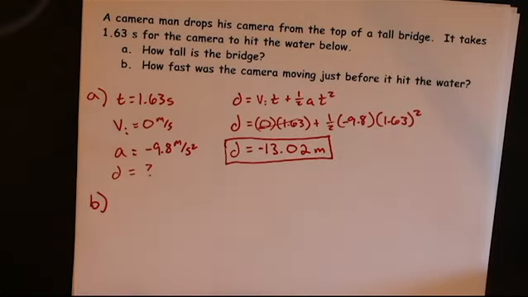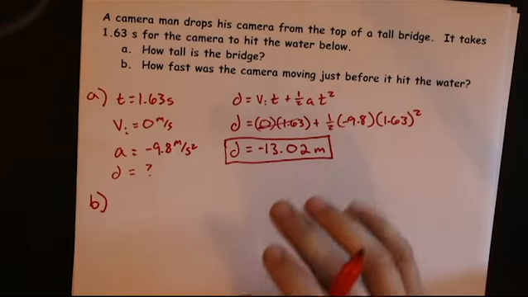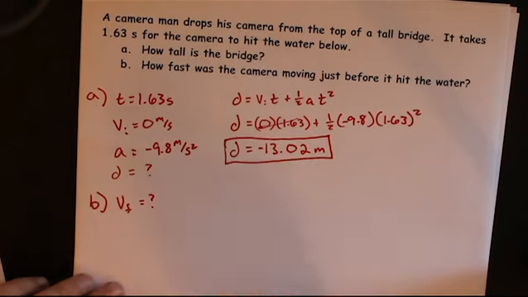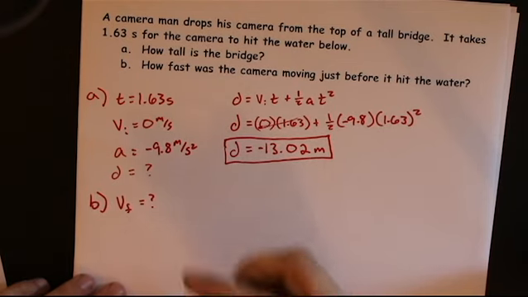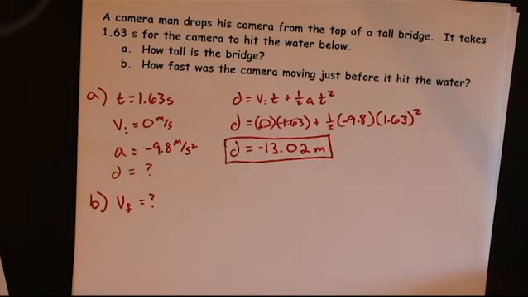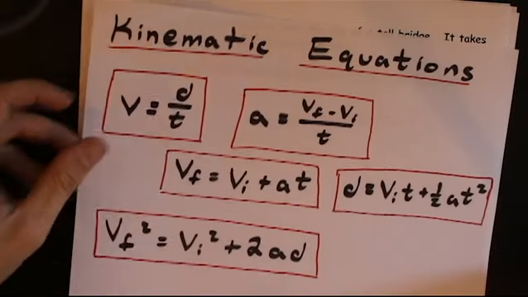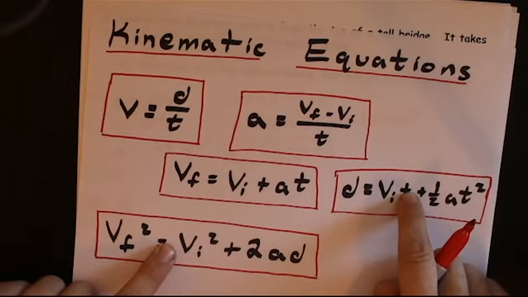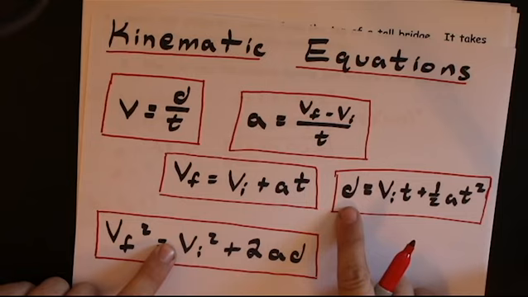But in this case, now because we know the distance and we are actually looking for the final velocity in part B, that's how fast it's going right before it hits the water, we actually can use a lot of different equations. Pretty much two of them. These two. This one we could solve.